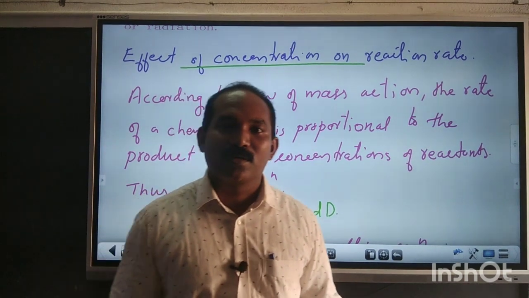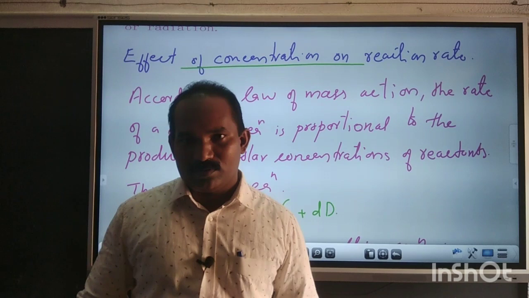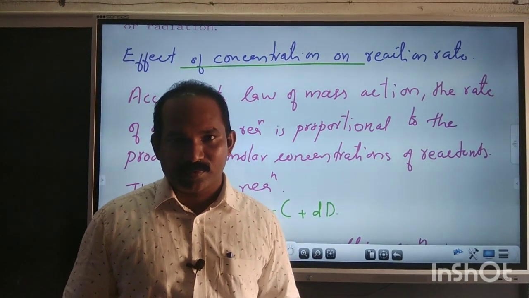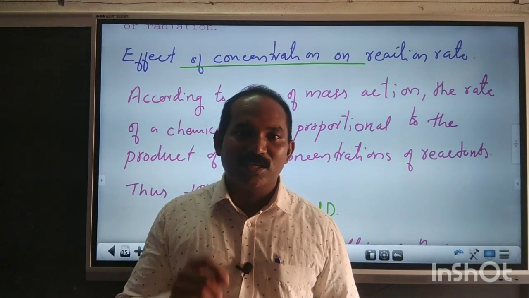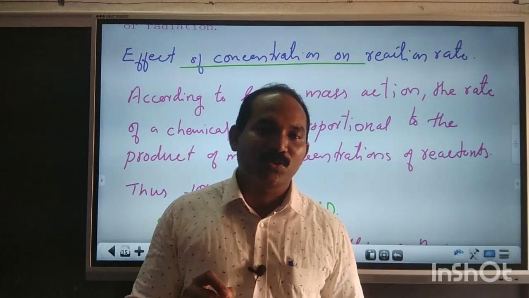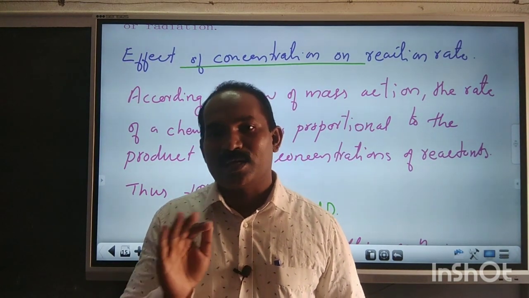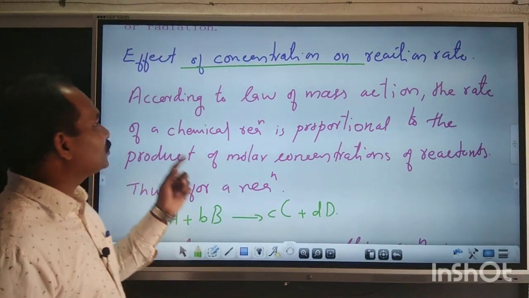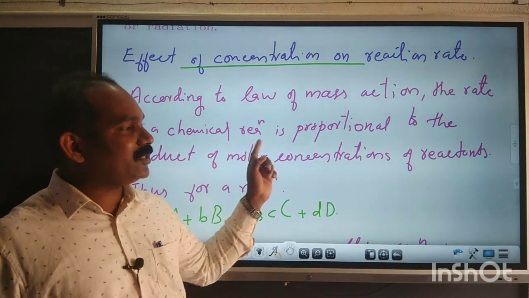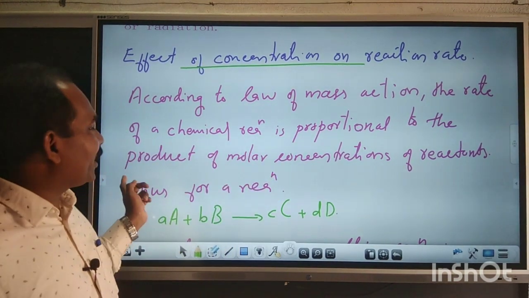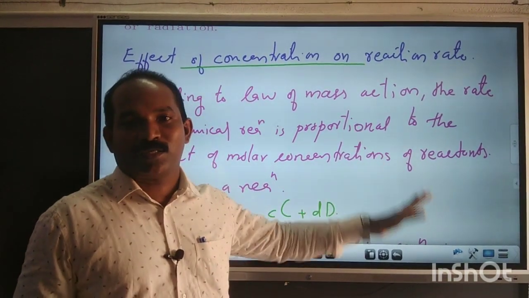In +1, we learned about the law of mass action. What is the law of mass action? The law of mass action states that the rate of the reaction is directly proportional to the product of the molar concentrations of the reactants. According to the law of mass action, the rate of a chemical reaction is proportional to the product of molar concentrations of the reactants.